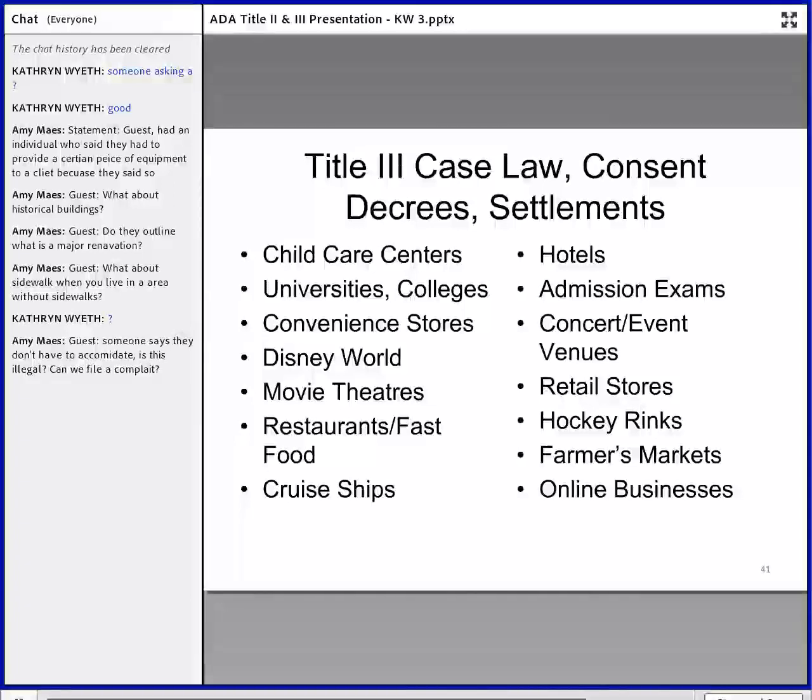Disney World has been sued over a policy that they don't allow Segways, and they've been challenged by someone with a disability to say it's a motorized vehicle, it can be safely used. And that brings up a good point, both in Title I and Title II, is that people might say it's a safety hazard, it's a safety risk, we can't do it because of that.